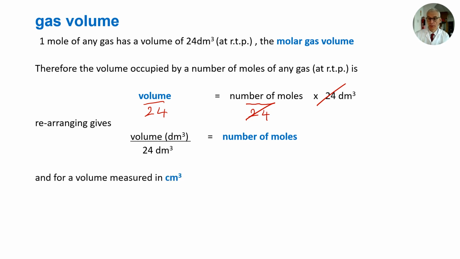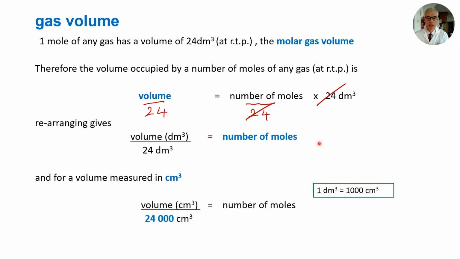In the lab, most measurements are in centimeters cubed. Bear in mind that 1 decimeter cubed is 1,000 centimeters cubed. Can you rewrite this equation in centimeters cubed? Pause, rewrite it, check your answer. So 24 decimeters cubed becomes 24,000 centimeters cubed. So you must be sure that you've got the same unit above and below the line when calculating numbers of moles.